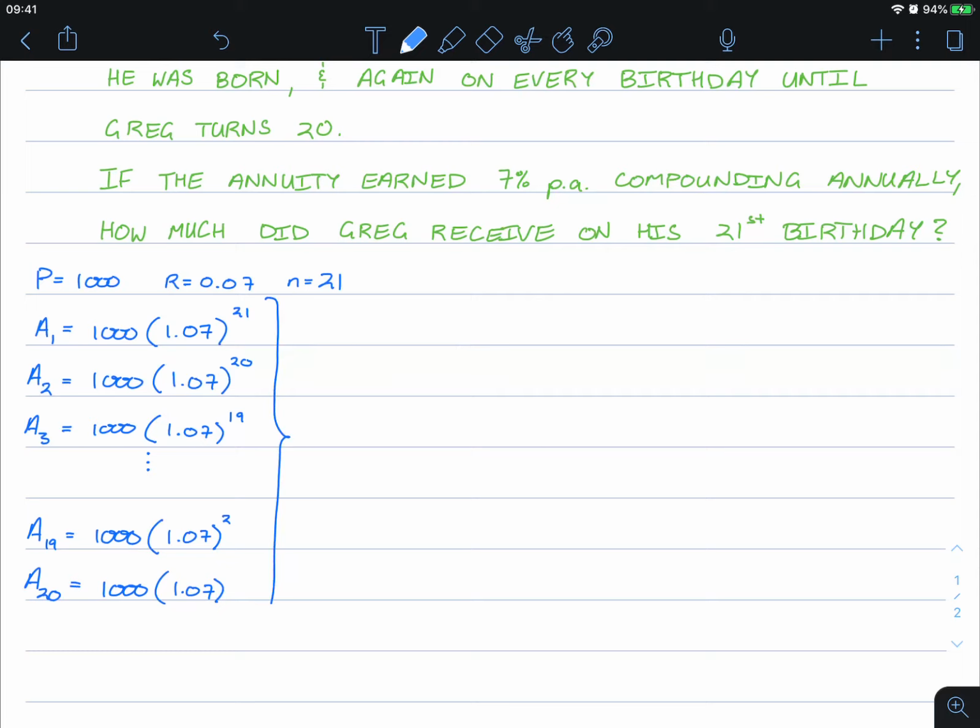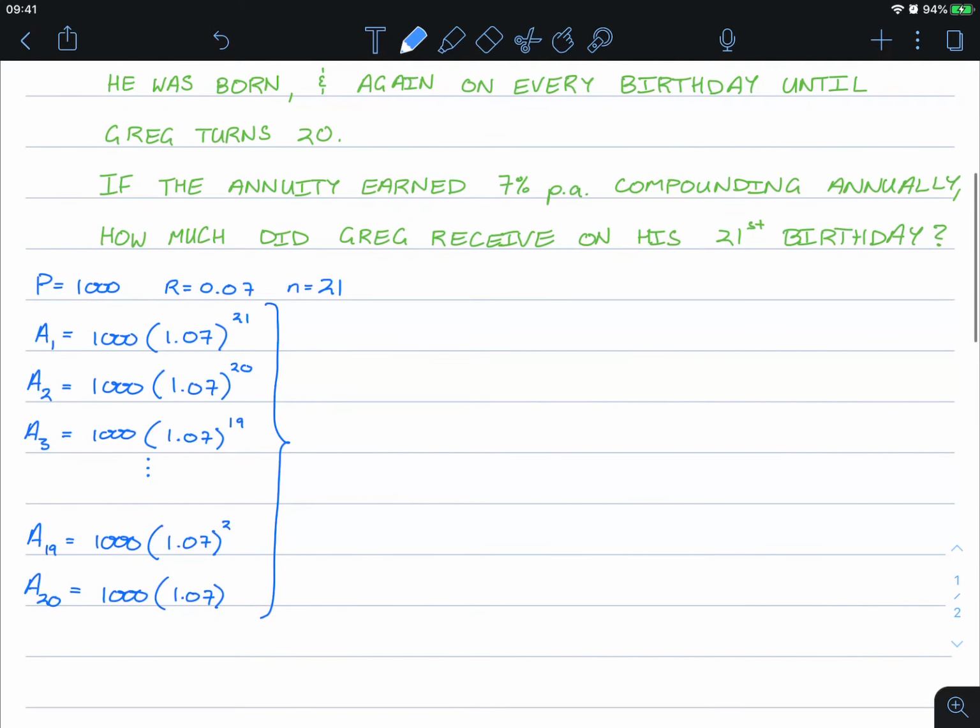If we were to try and add all of this individually, we'd be here forever. So let's consider this as a geometric progression. To find the total for this, we're going to add all the expressions. So this first one, A20 plus A19 plus ... A2 plus A1.